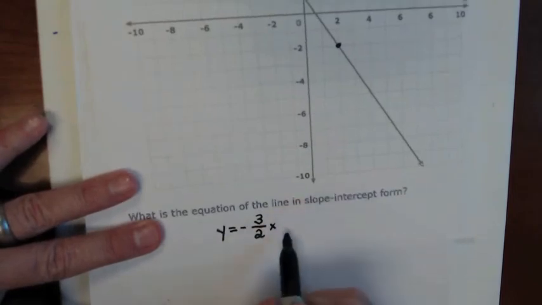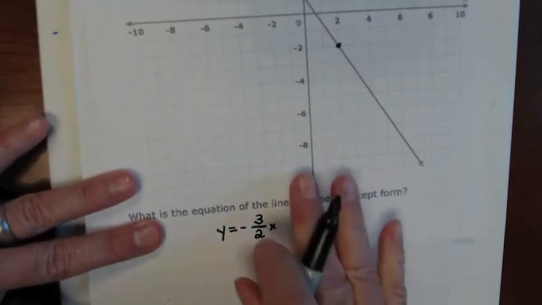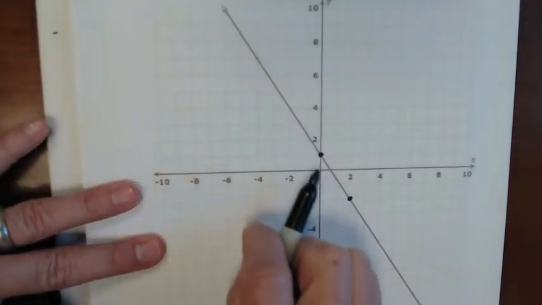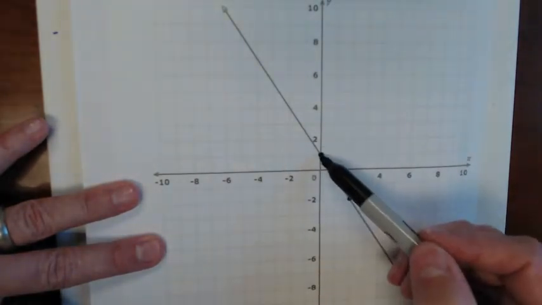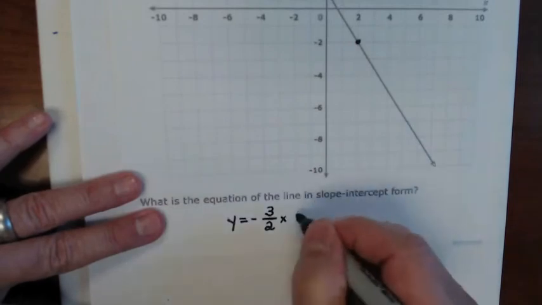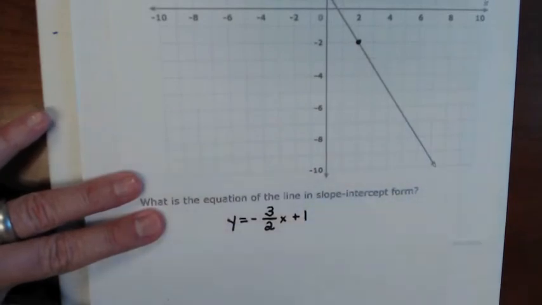The next thing I need to figure out is what the y-intercept is. It goes right here. Where does this line run into the y-axis? Well, it runs into it at +1. So I'm going to put +1 right there.